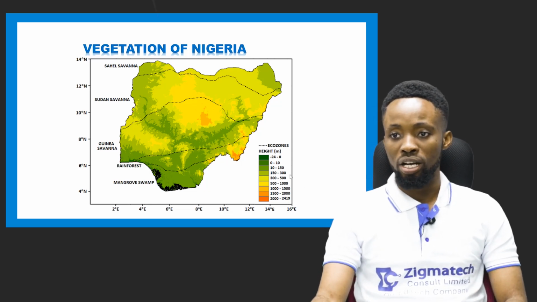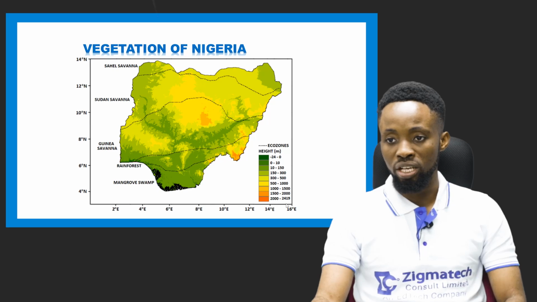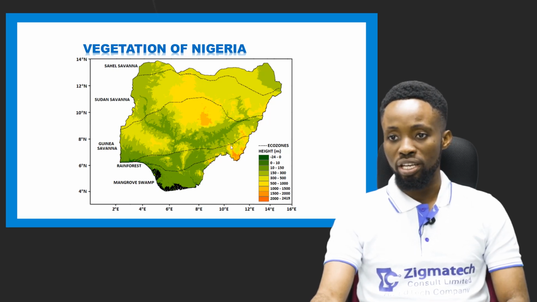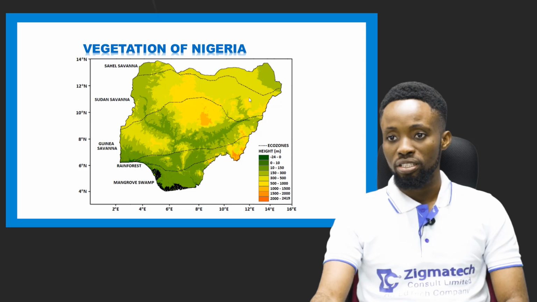So you see that as you progress, in the map, the heights go from 0 to 10 here. Places labeled green are from 0 to 10, which are the lowland areas. Then the places with 2,000 to 2,419 meters are labeled orange, and are found in the eastern highlands and the north central highlands. These places have the montane vegetation, while in the lowlands, as you can see, we have the mangrove swamp, the rainforest vegetation, and the Guinea savanna. And lowlands in the Sahel region also have the Sahel vegetation and the Sudan vegetation right here.